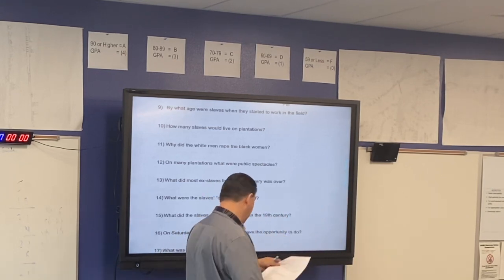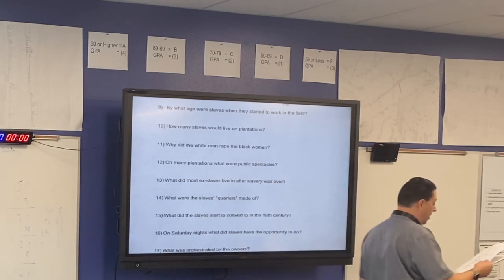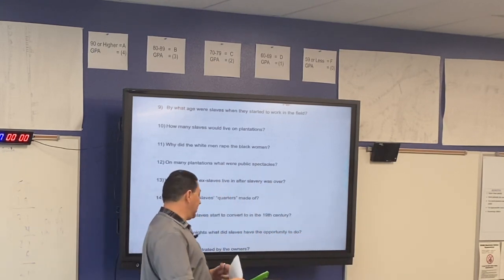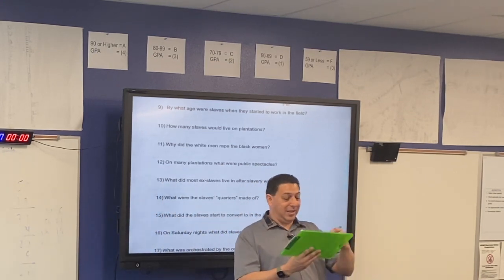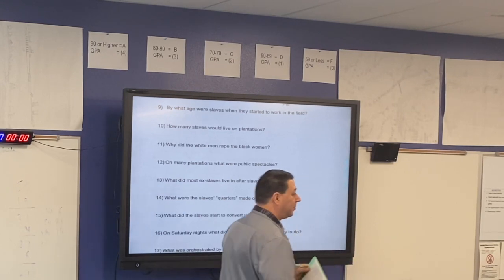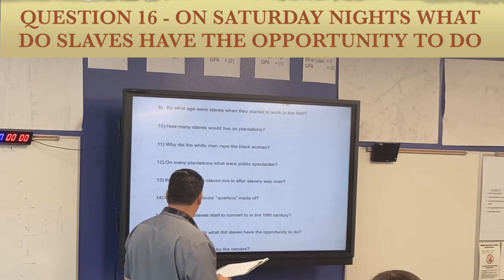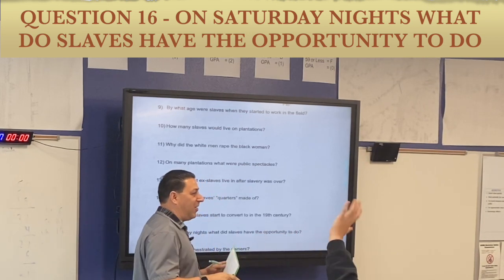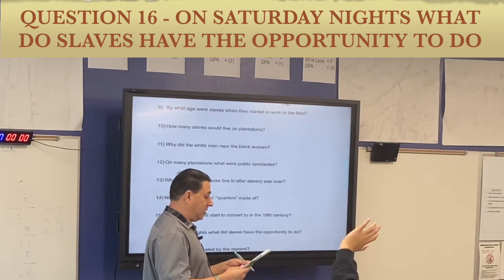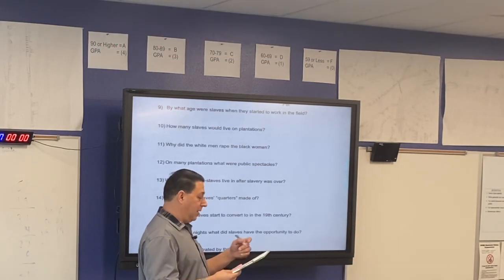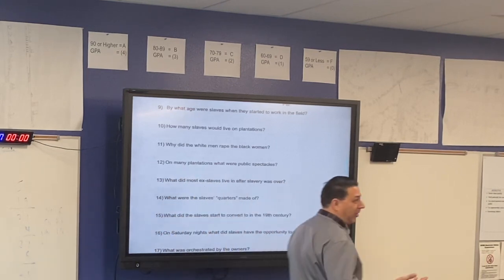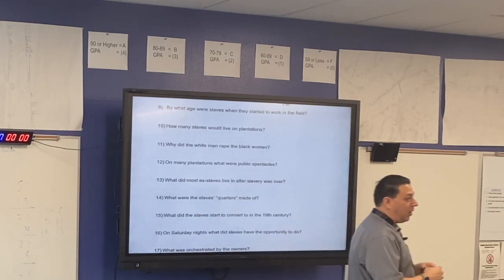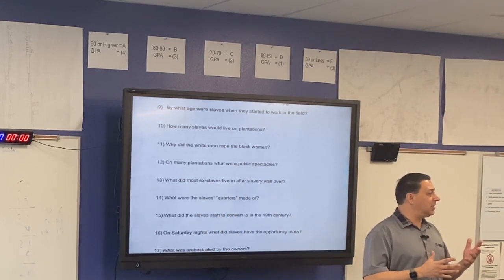Here we go. Okay, number 16. Please go ahead, Diana. 16. On Saturday nights, what did slaves have the opportunity to do? They went to church on Sunday, but what do they do on Saturday nights? Jaslyn? Courting. That basically means they can go hang out with each other, right? They hang out, maybe go to another farm nearby, court, hang out, dance.